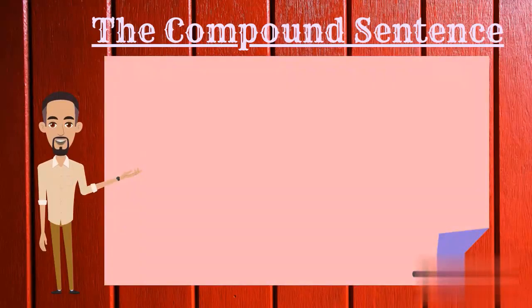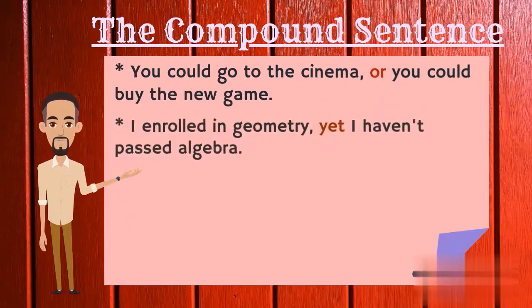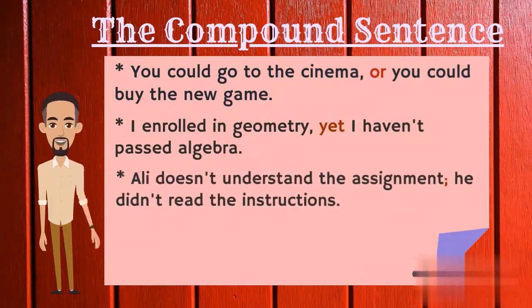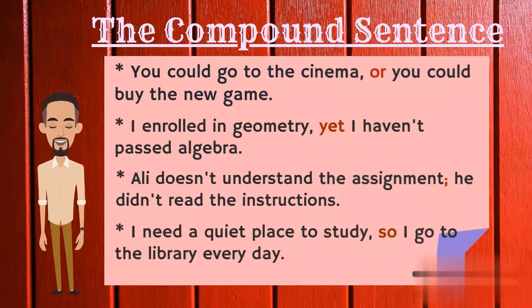Let's study these examples together and take care of the conjunctions. You could go to the cinema, or you could buy the new game. I enrolled in geometry, yet I haven't passed algebra. Ali doesn't understand the assignment. He didn't read the instructions. I need a quiet place to study, so I go to the library every day.